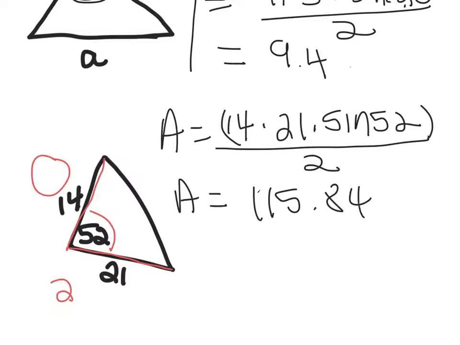So the area is 115.84 square units. If it's inches or centimeters or meters, you would want to say square units. And you're done. It's pretty easy.